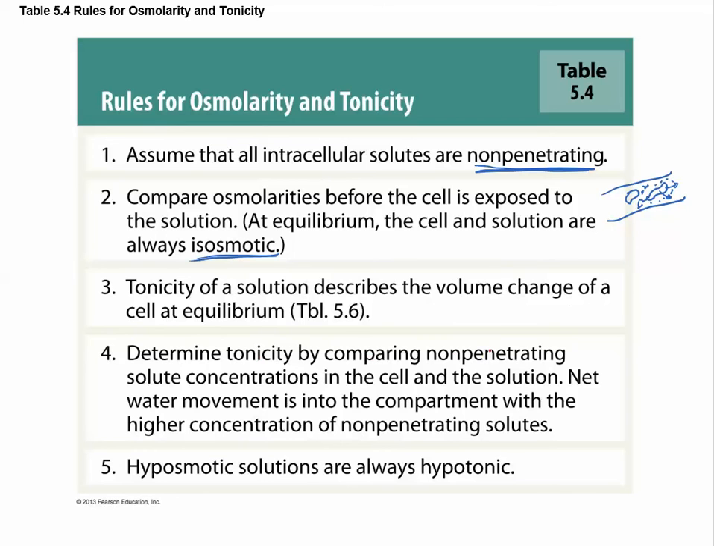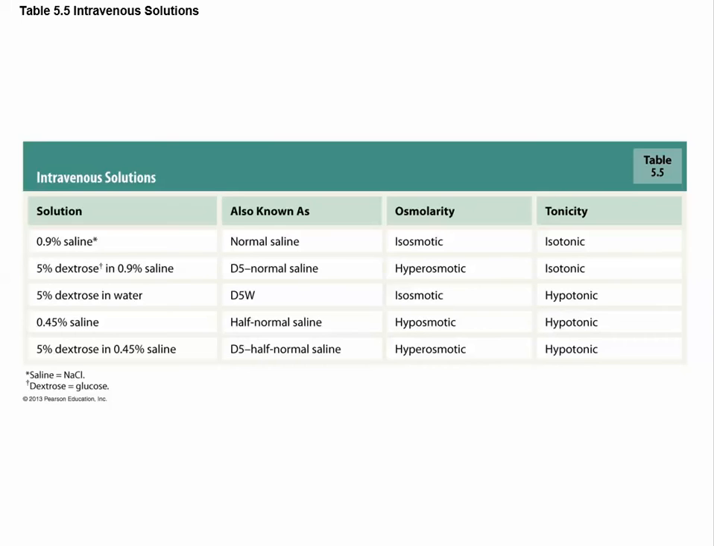Determine tonicity by comparing non-penetrating solute concentrations in the cell and solution. The net water movement is toward the compartment with the higher concentration of solutes. And hypoosmotic solutions are always hypotonic.